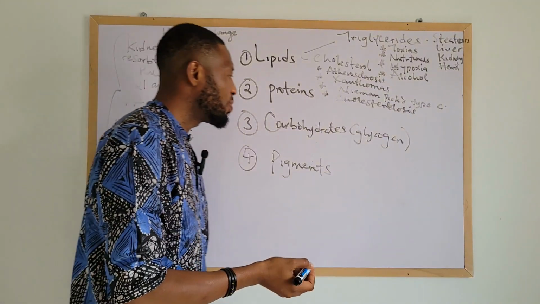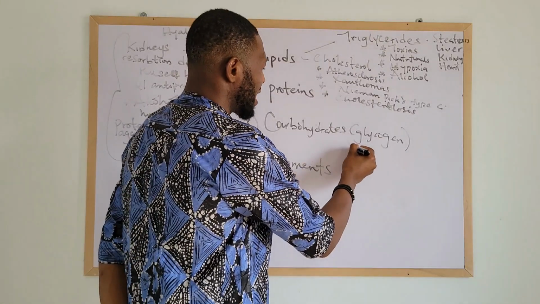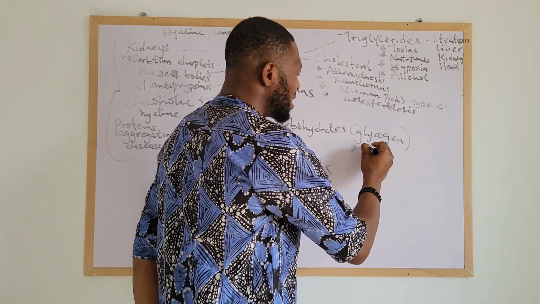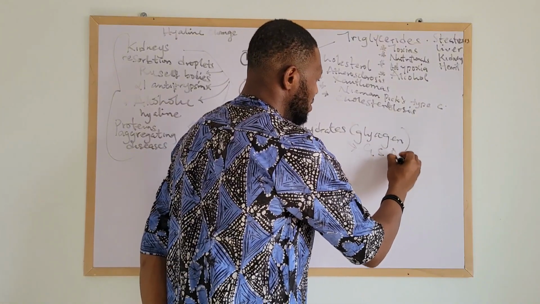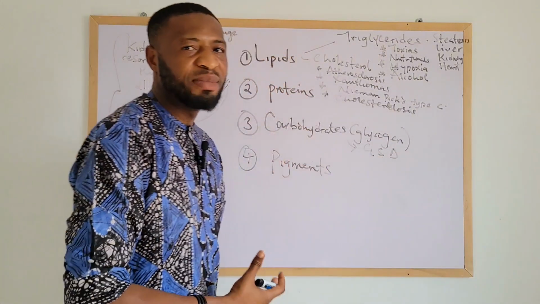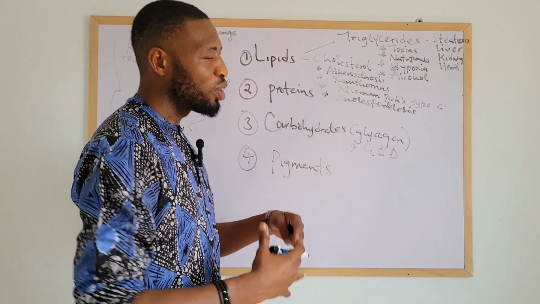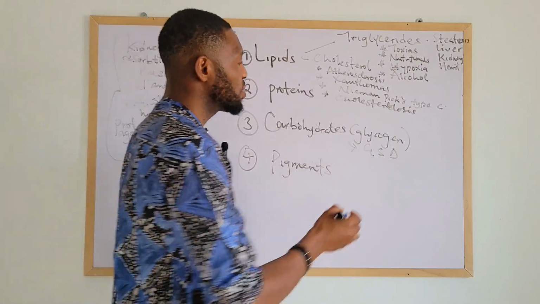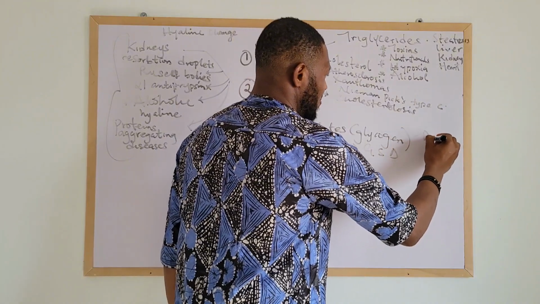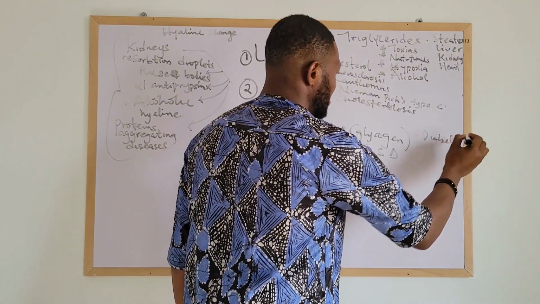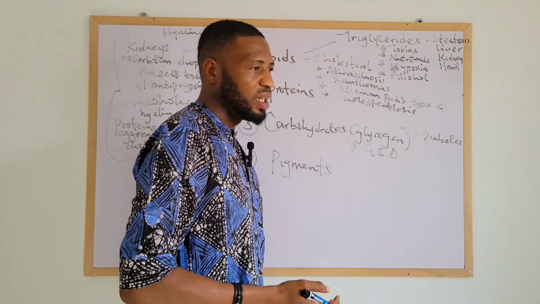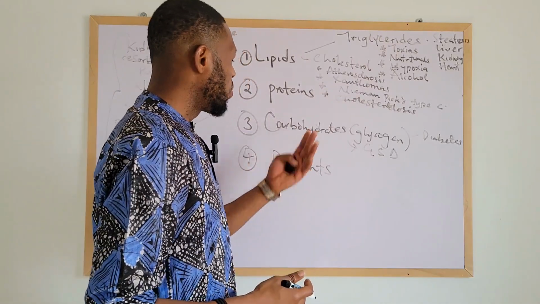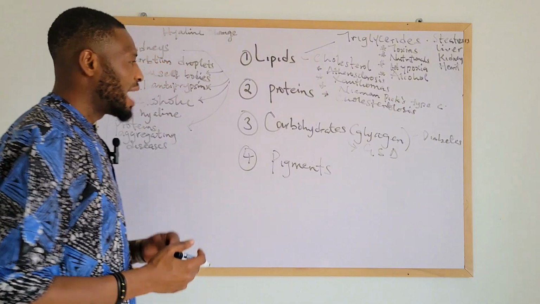Now, when we come to carbohydrates, we know that glycogen can accumulate as a result of multiple conditions known as the glycogen storage diseases, where there are several enzyme deficiencies that lead to accumulation of glycogen within cells, particularly hepatocytes. In some conditions like diabetes, glycogen may also accumulate in certain cells. Okay, so these are examples of where we see carbohydrates accumulating.